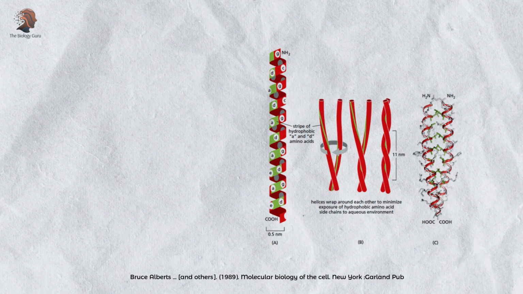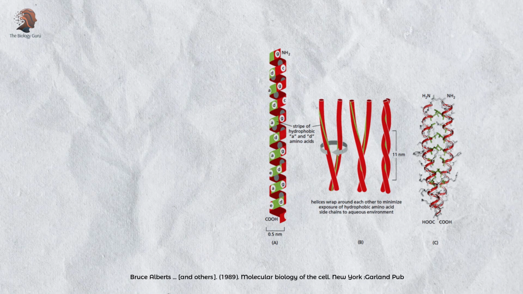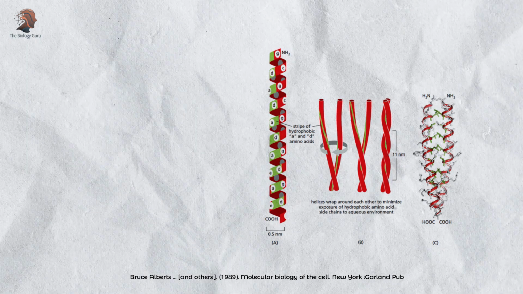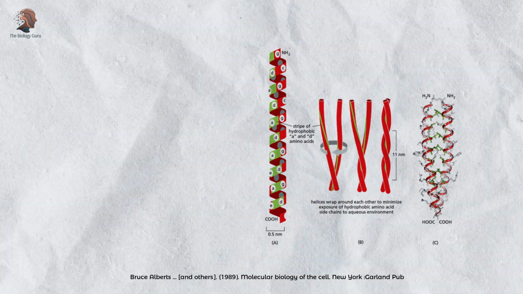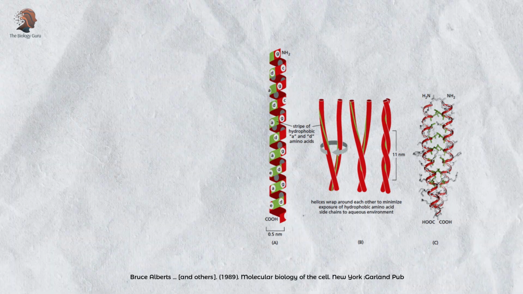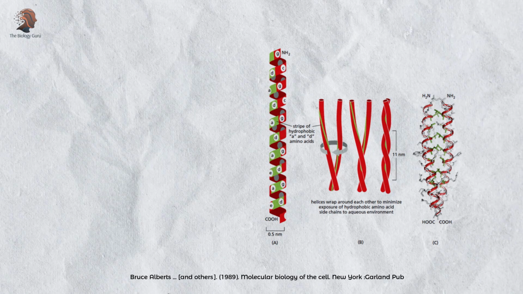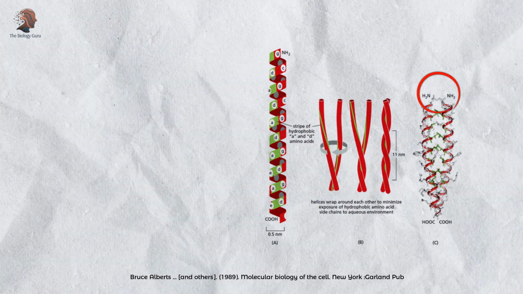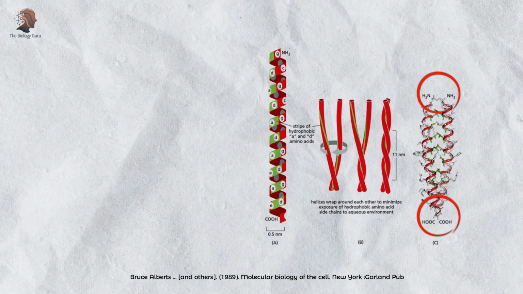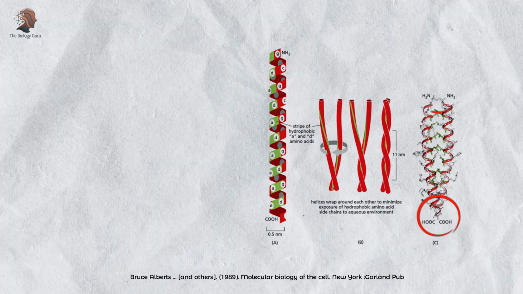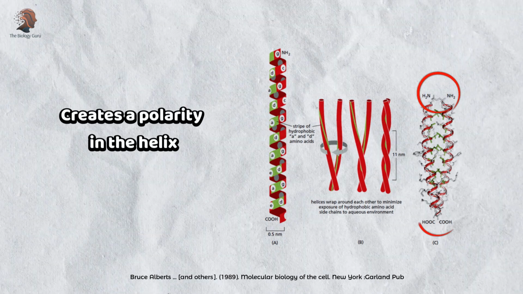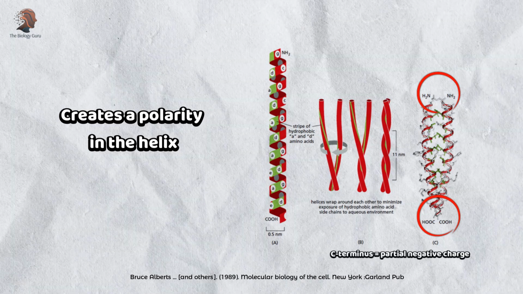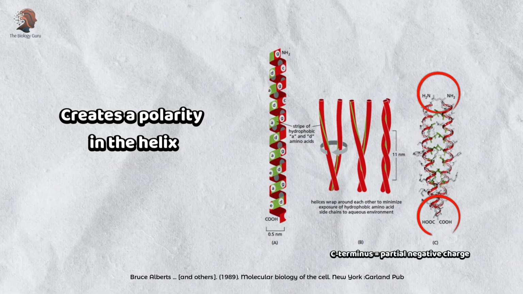In this conformation, the amino group of every peptide bond forms a hydrogen bond with the carboxyl group of another peptide bond, located 4 residues earlier along the chain. Notice in this diagram, all the amino groups are oriented upwards while all the carboxyl groups point downwards. This orientation creates a polarity in the helix, with the C terminus having a partial negative charge and the N terminus having a partial positive charge.